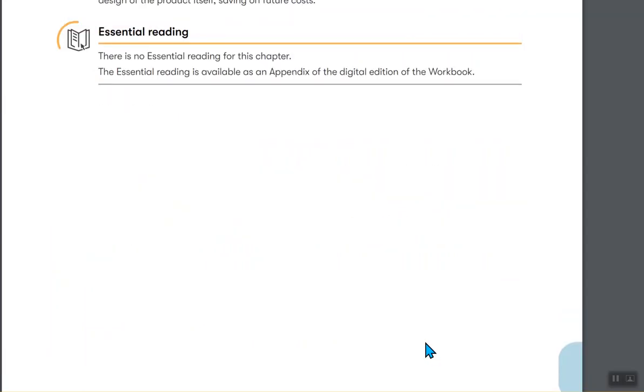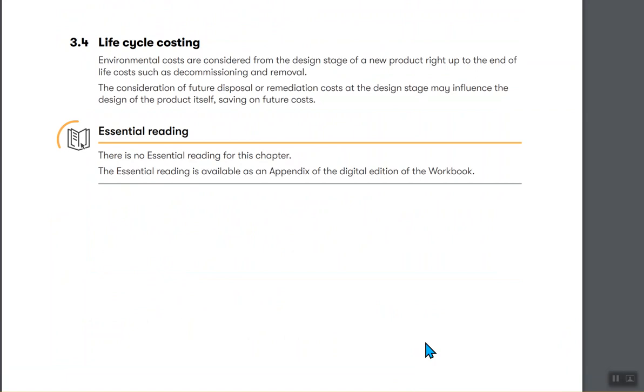Next is life cycle costing. Life cycle costing is looking at the cost of the product from development stage all the way to the disposal stage of the product, and the environmental cost. So we already know the principle. It is just looking at environmental costs specifically. So this is life cycle costing.